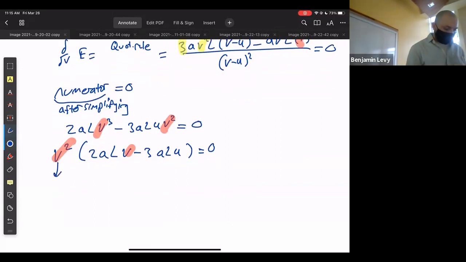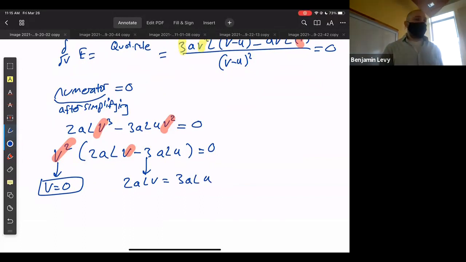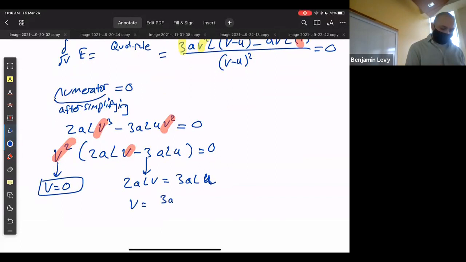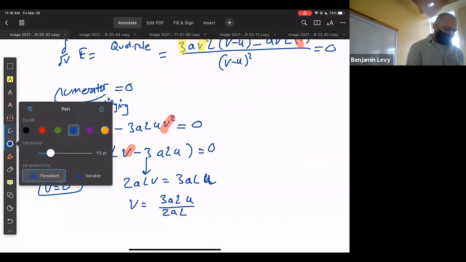Right, so this one could be 0, so we get V equals 0, that's a critical point. Or this piece equals 0. Right, if you want to get V by itself, just divide that other stuff over to the other side, except this should be a U, just to be clear. This is a U. And so V equals 3ALU over 2AL. The A's and the L's cancel.